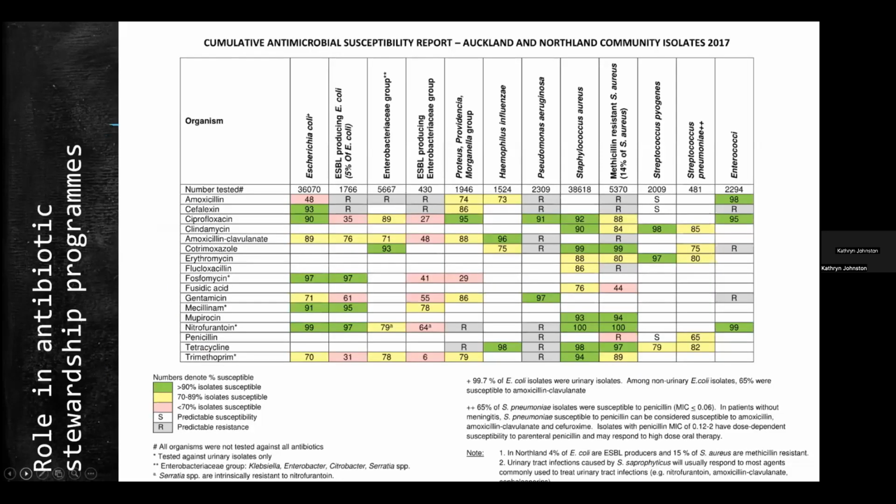So the microbiology lab should work. This is an example of an antimicrobial susceptibility report from a hospital in New Zealand from 2017. And the microlab should work closely with physicians and pharmacists to determine the appropriate antibiotics to be included in the susceptibility testing panels.